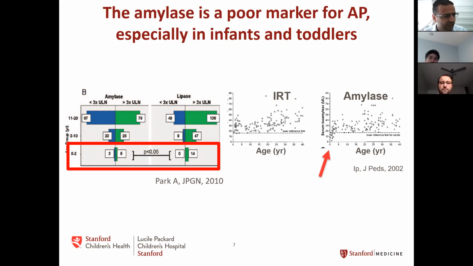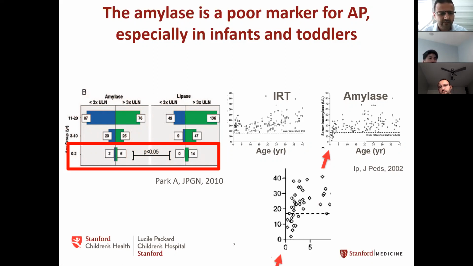You can see that the serum IRT is above the lower reference limit at every age, whereas the amylase is low physiologically in normal infants and toddlers, and it really rises to adult levels at about a year of age.